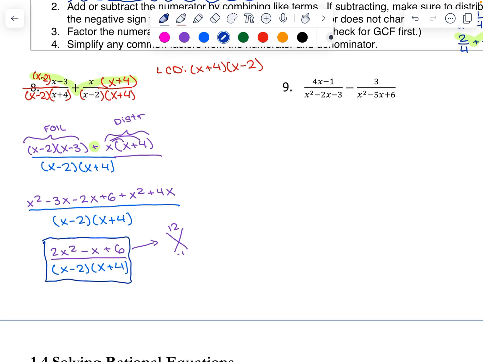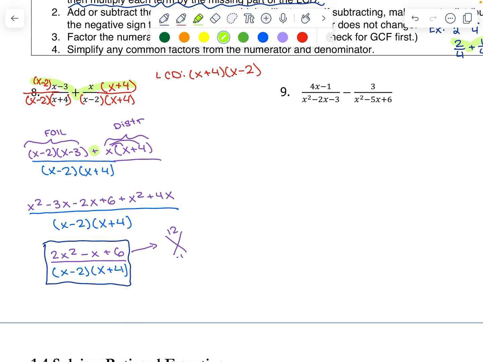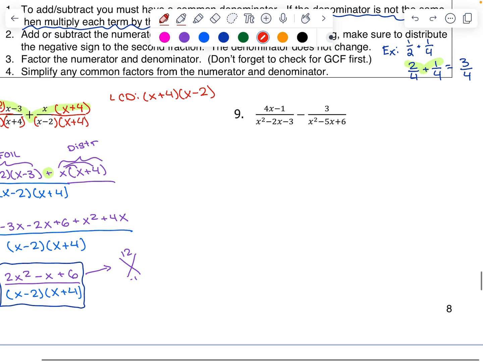Now, let's take a look at number 9. Again, if you take a look at number 9 here and you look at these denominators, they're not the same. You need them to be the same. So in this case, in order for them to be the same, it's easiest to find the LCD once you have it in factored form. So I'm going to cross off x squared minus 2x minus 3, and I'm going to rewrite that as x minus 3 times x plus 1.